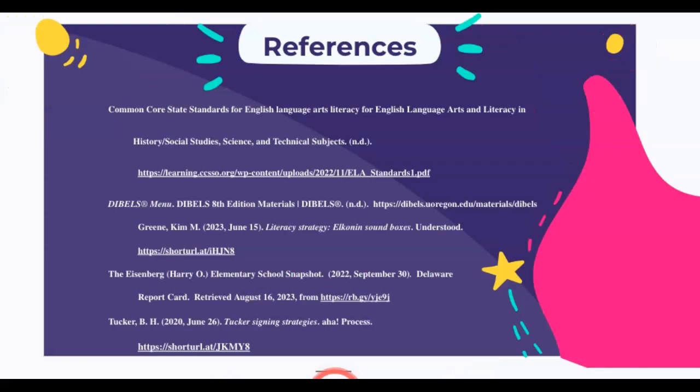Here's a list of the references from the instructional activities and information that I included in today's presentation if you're interested in using any of the strategies or information that I have referenced throughout.